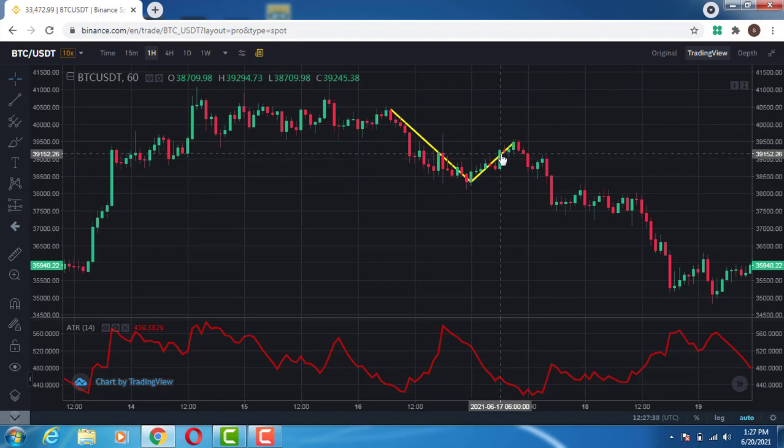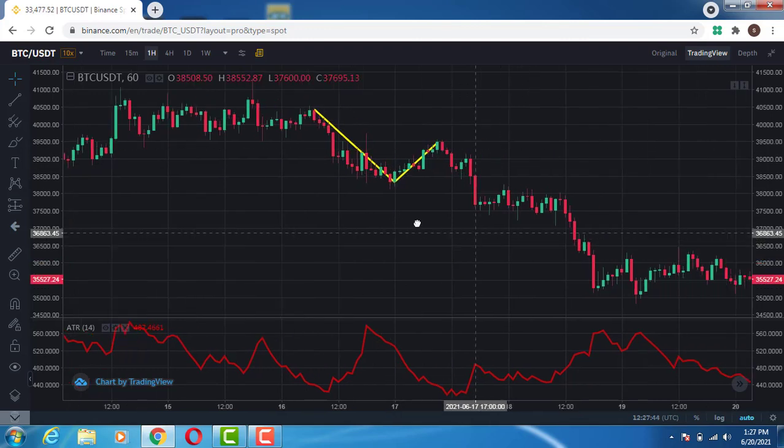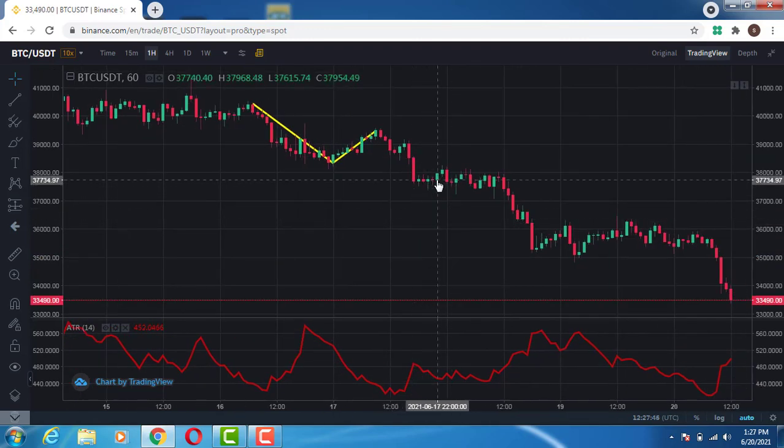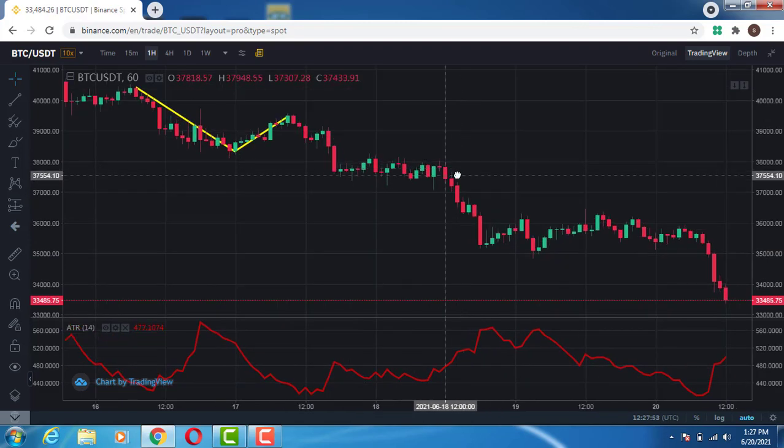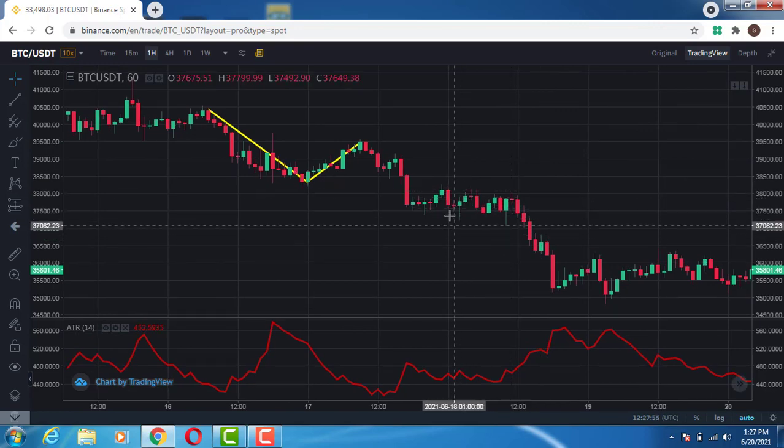Okay, now this is in the case of impulse pullback, or impulse retracement. Now the next one is this. If you look at this level, the markets were just consolidating within this level. There was consolidation within this area, and then what we see here is that the ATR indicator was down.